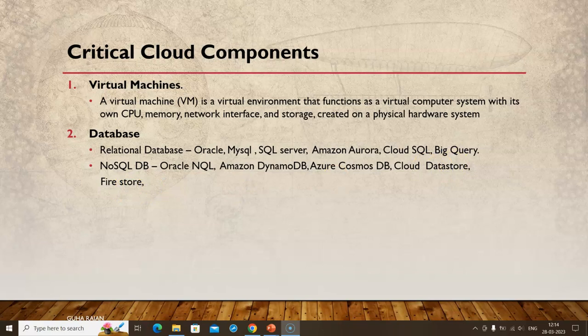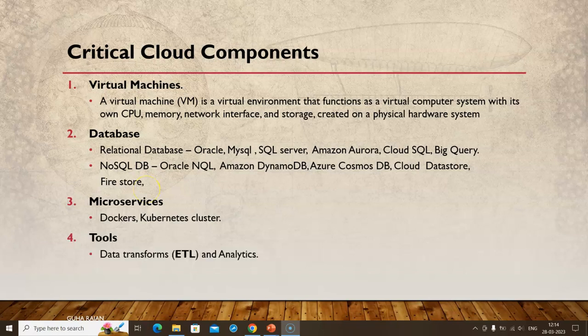So the first one is virtual machine. The next one is the database. The third one is microservices, the containerization. So Dockers, Kubernetes. I'll not go into the details, but all of the cloud infrastructure providers provide these as well. The Dockers and Kubernetes are related to microservices.